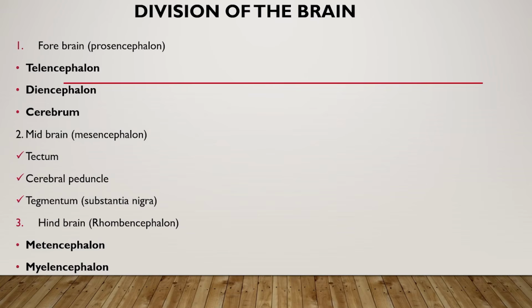Okay, so let's look at the hindbrain. The hindbrain is further divided into two: the metencephalon and the myelencephalon. The metencephalon is the upper part of the hindbrain, which consists of the pons. And then the myelencephalon is the lower part of the hindbrain.